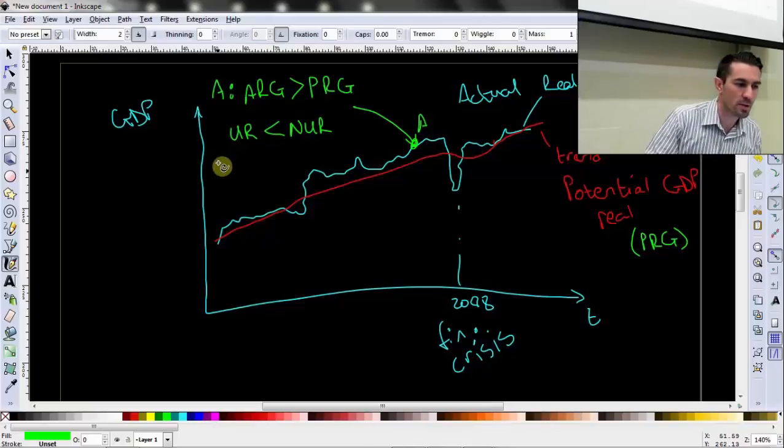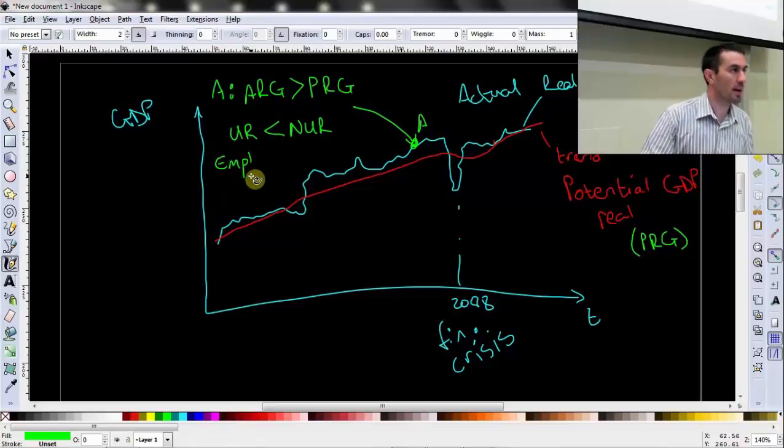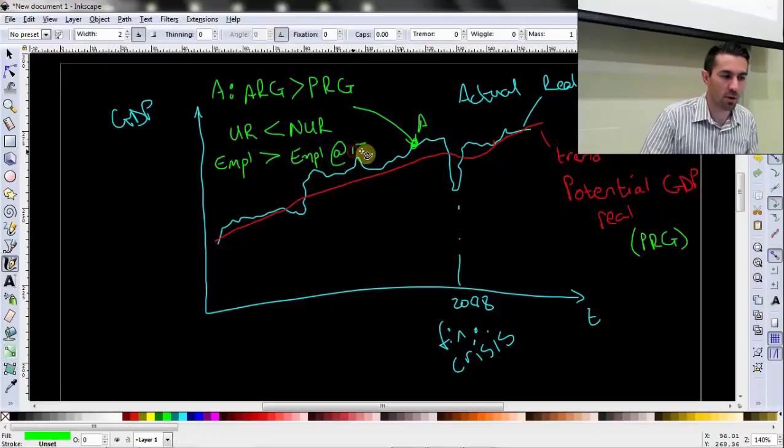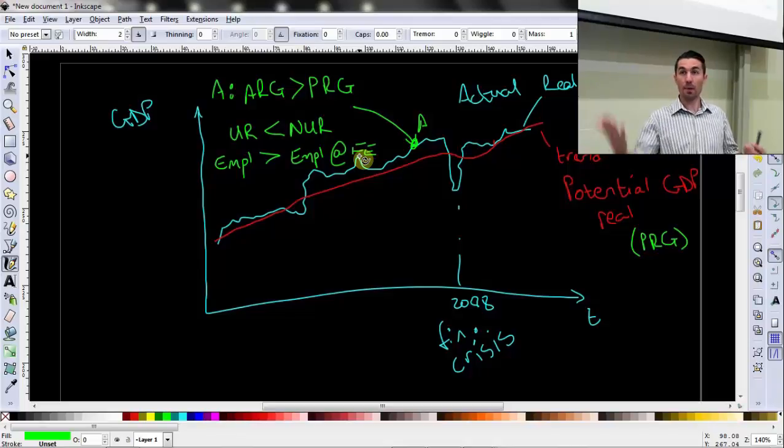In other words, the number of people employed is greater than the number of people that would be employed at full employment. Are you happy with that? Okay, give me some response, otherwise I just move on and I have absolutely no idea. You happy? No? Yeah?